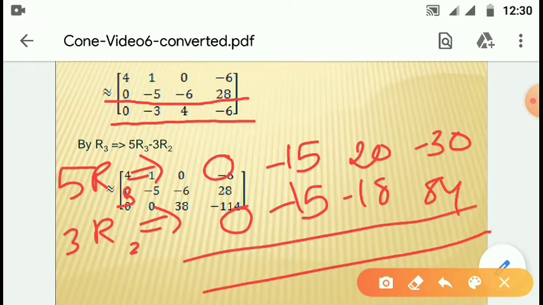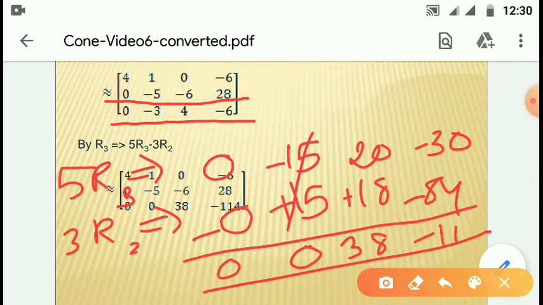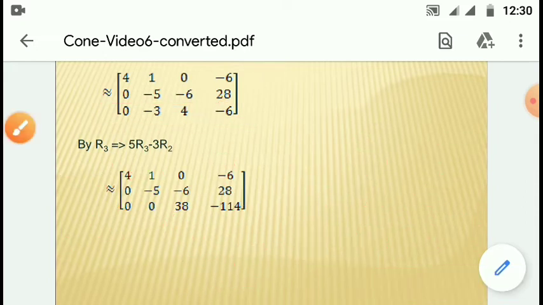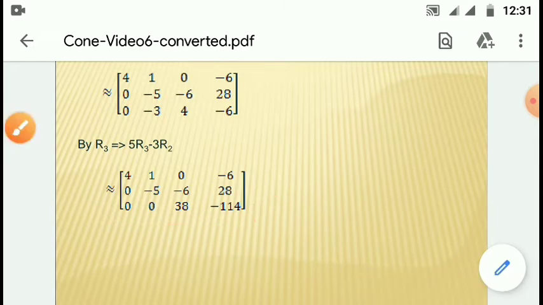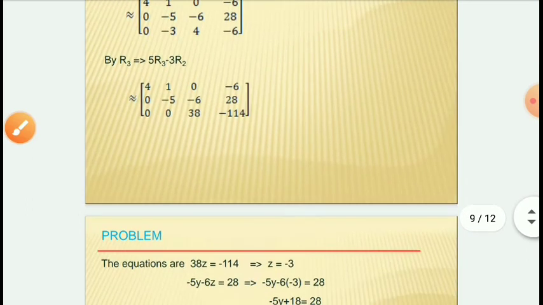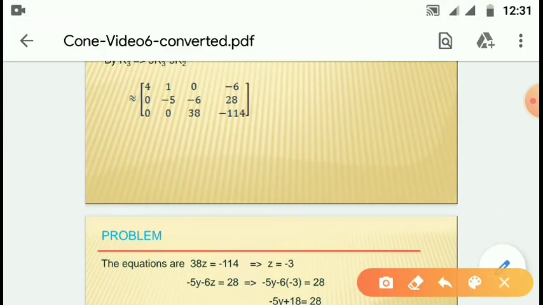5R3 minus 3R2 means we have to subtract, so minus plus plus minus, you will get 0 here, and here also you will get 0, and here you will get 38, and here you will get minus 114. Therefore finally you will get 0, 0, 38, minus 114 as row 3. So we have converted the augmented matrix into echelon form like this.